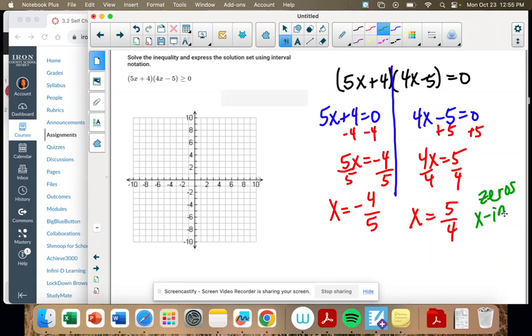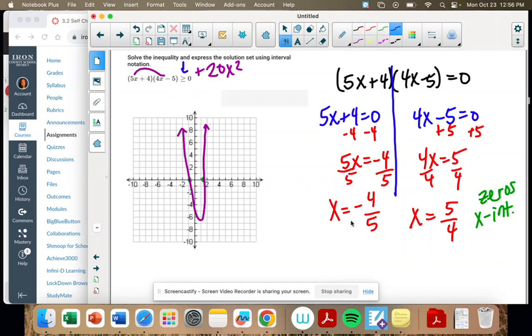They're my x-intercepts. So 5/4 is a little bit past 1. Negative 4/5 is right there. And then remember, if the leading number's positive, so this would be positive 20x squared, that means the graph opens up and goes through those points. It's a parabola. All right, I actually did it right this time.